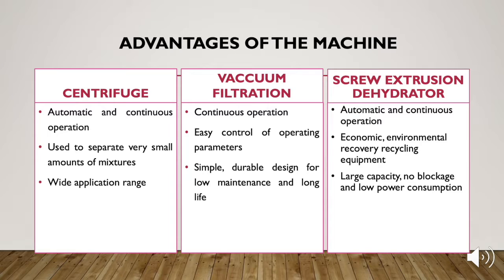For vacuum filtration, it is continuous operation. It is easy to control the operating parameters, and it gives good operation even for uneven solid sizes. It is a simple, durable design for low maintenance and long life. For screw extrusion dehydrator, it is an automatic and continuous operation machine. It is economic, environmental recovery recycling equipment and has a large capacity, with no blockage and low power consumption.